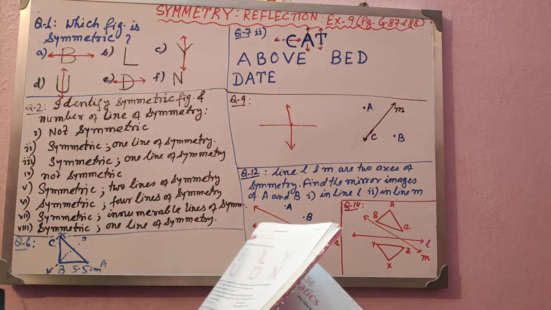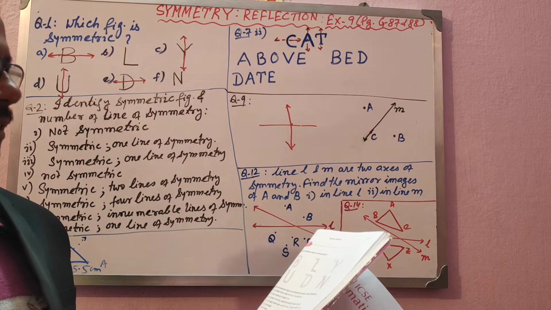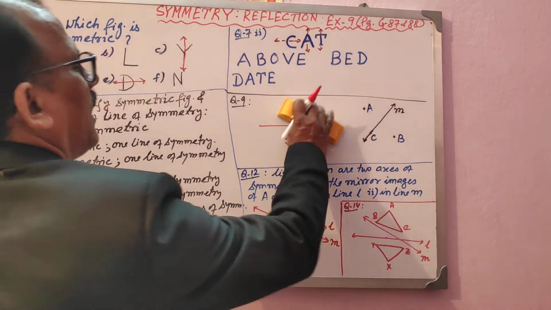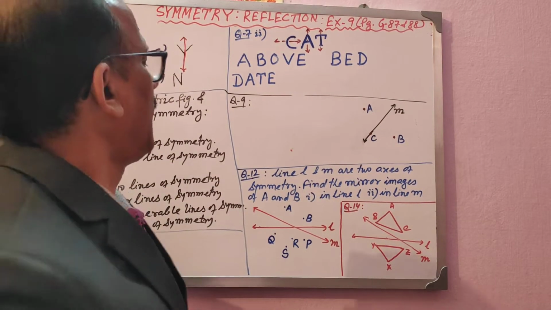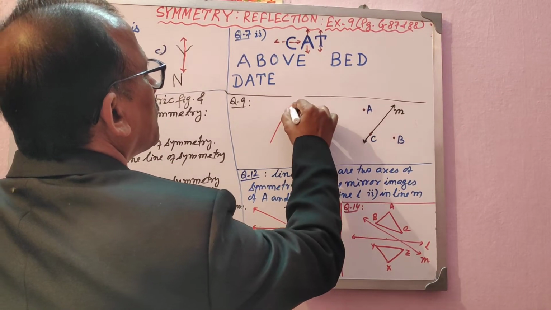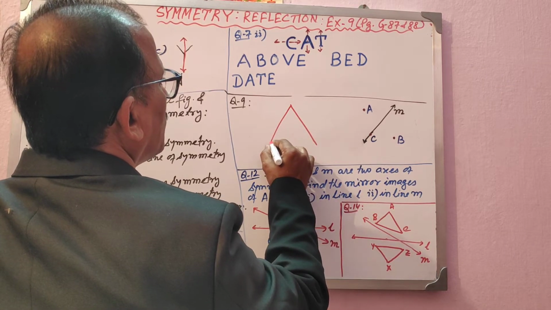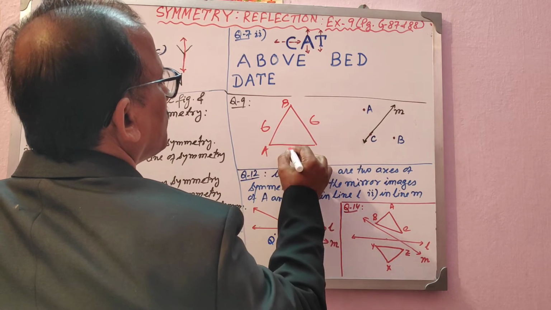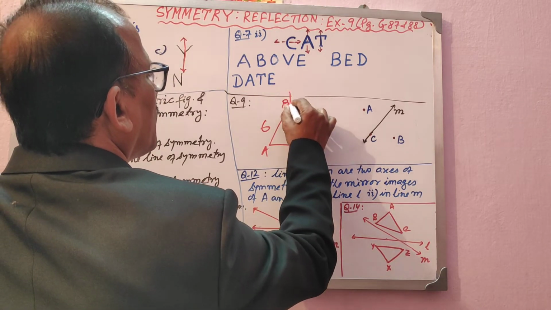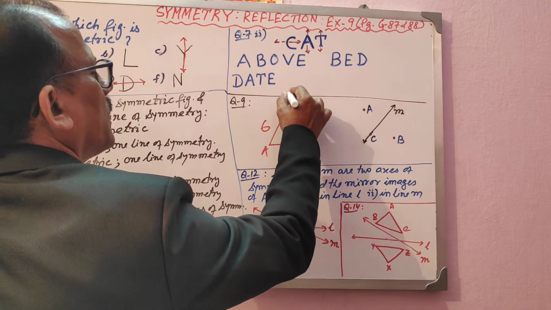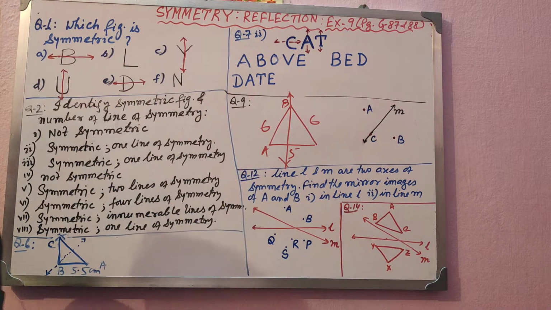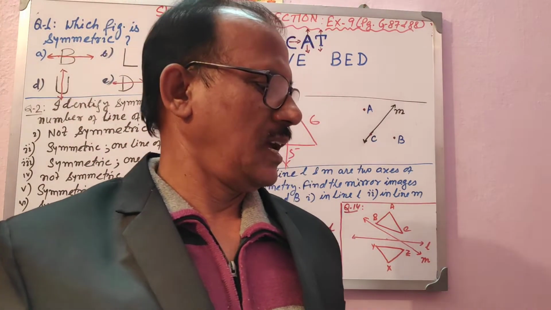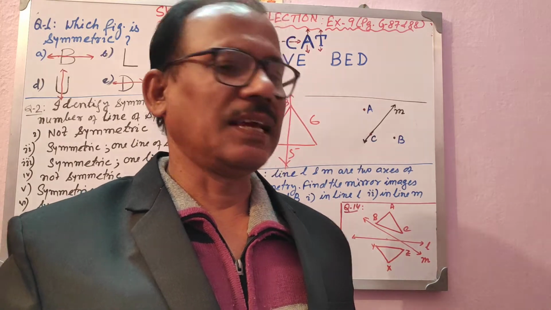It is symmetric. Now a triangle whose sides are AB equal to 6 cm, AC equal to 6 cm, and BC equal to 5 cm. That means it's an isosceles triangle. Here AB is 6 cm, here is 6 cm, this is 5 cm. You can very well draw a line of symmetry. So it is symmetric. It will have only one line of symmetry for an isosceles triangle. For an equilateral triangle, how many? 3 lines of symmetry.